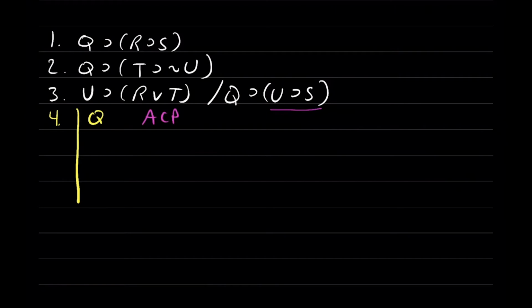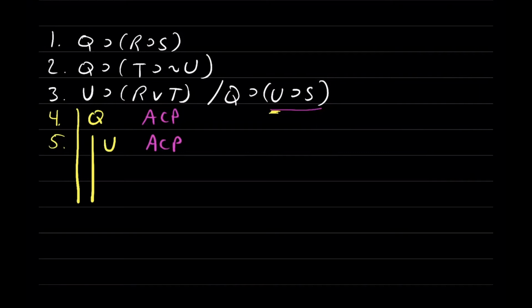But that itself is a conditional. Notice that U implies S is another conditional. So we could try to get that by doing another conditional proof inside the first one. And we're going to assume the antecedent of that conditional, which is just U. Don't forget to add your vertical lines, like so. And this is going to be another ACP, assumption for conditional proof.